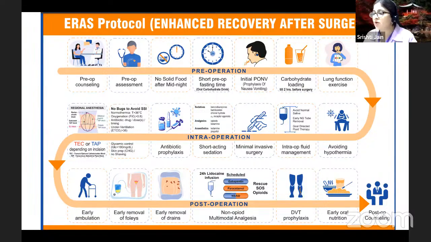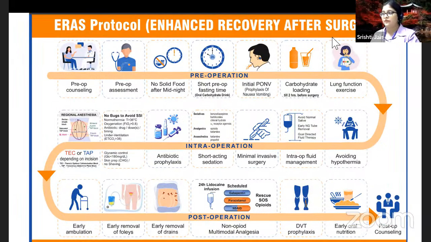Initial prophylaxis of nausea and vomiting, like pre-operatively only a scopolamine patch could be stuck to the patient. Carbohydrate loading till 2 hours before the surgery. Patients are taught exercises before the surgery. They are doing the spirometry, the lung function exercises already. And the intra-op components are regional anesthesia preferred over IV opioid analgesia. So in the form of rectus sheath block or subcostal TAP block, right? Or classical TAP block or bilateral 4-point TAP block, depending upon the incision.